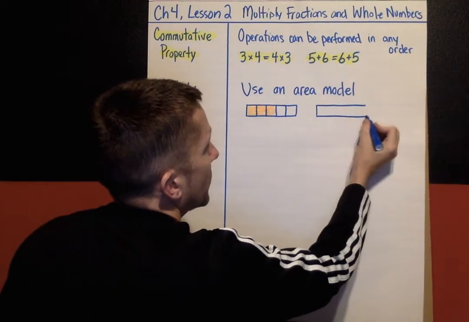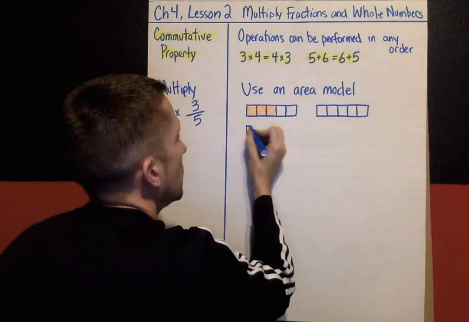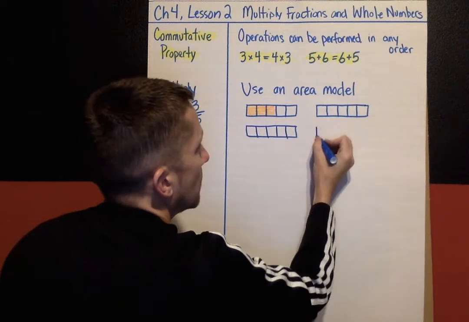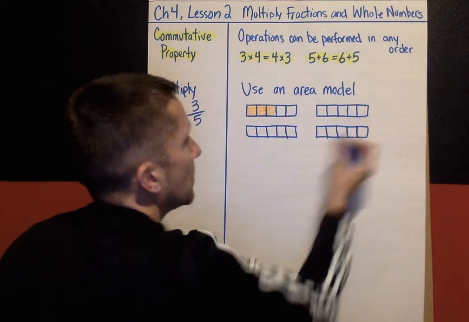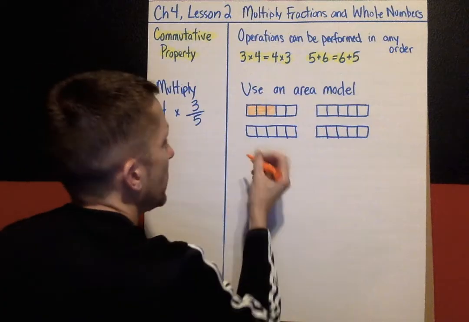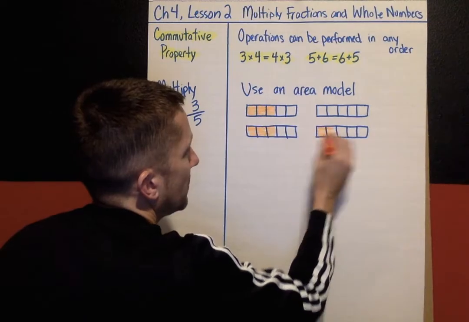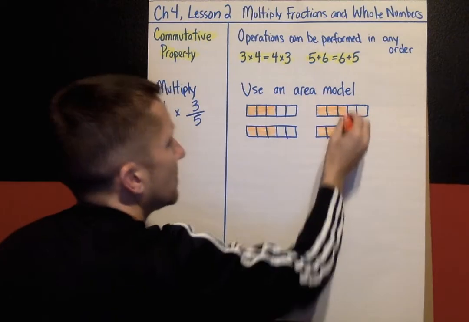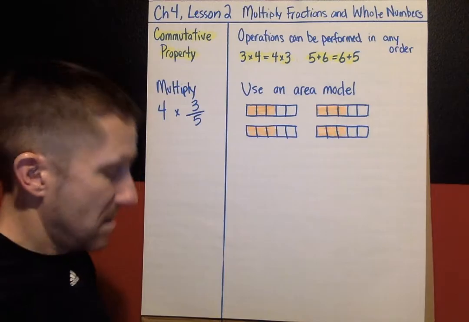I'm going to repeat that same drawing. So 1, 2, 3, 4. 4 times 3 fifths after I get these shaded in. There's 3 fifths. Here's another 3 fifths. Here's another 3 fifths. So now we've got a model of 4 times 3 fifths. Here it is.